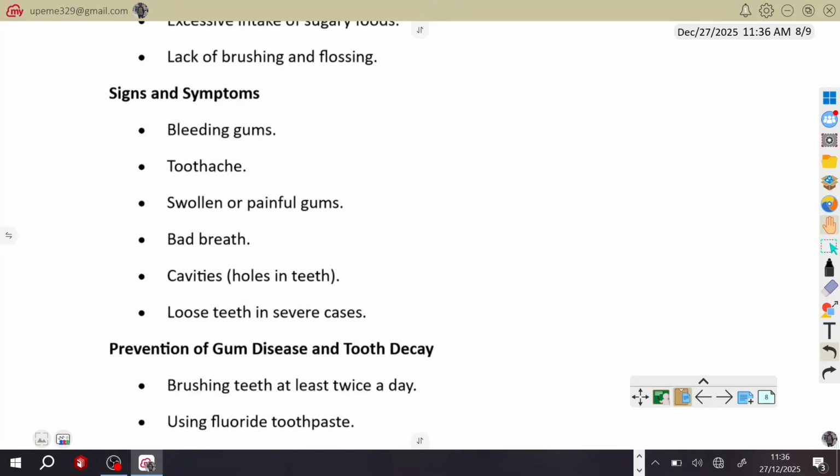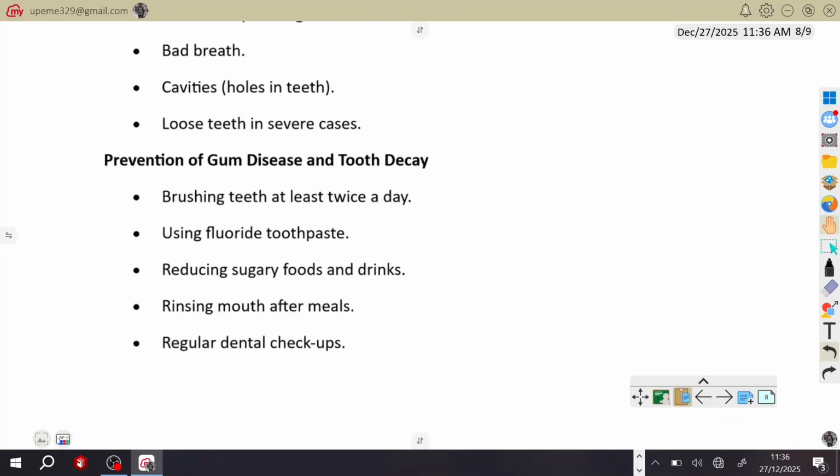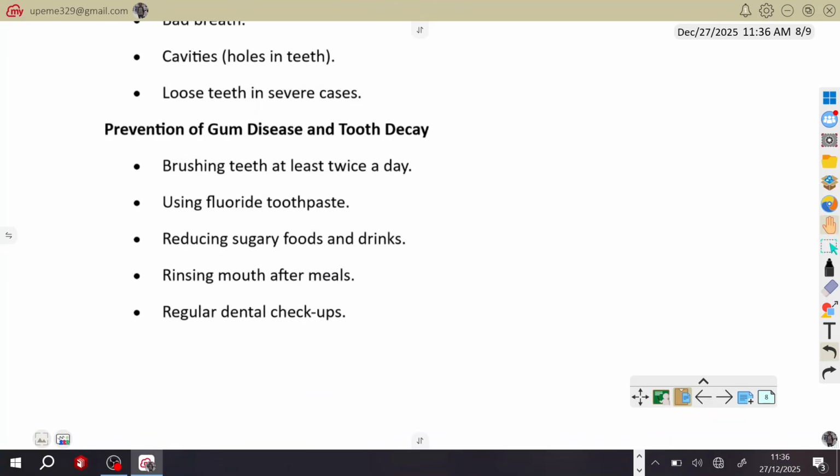All right. Now let's talk about prevention. How can you prevent gum disease and tooth decay? So number one, you can prevent through brushing teeth at least twice a day. Then using fluoride toothpaste. That's why the toothpaste that we use mostly has already had fluoride put in it in advance.